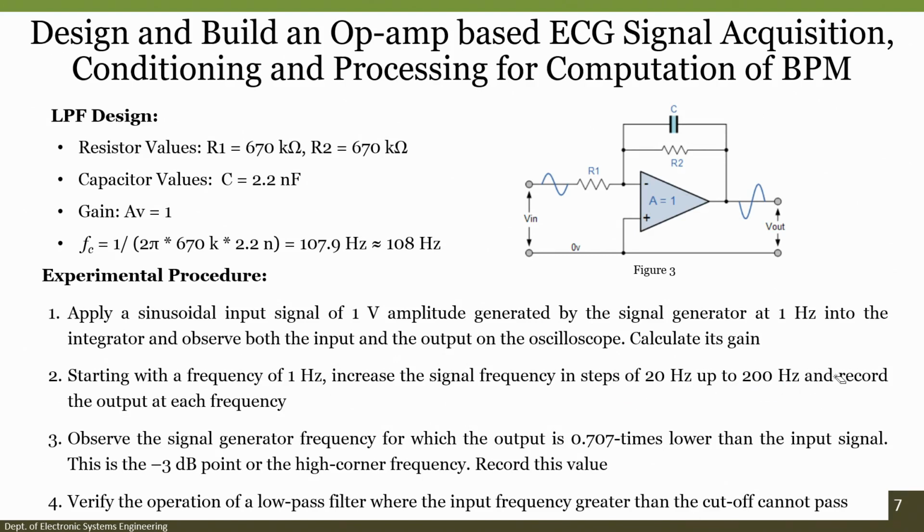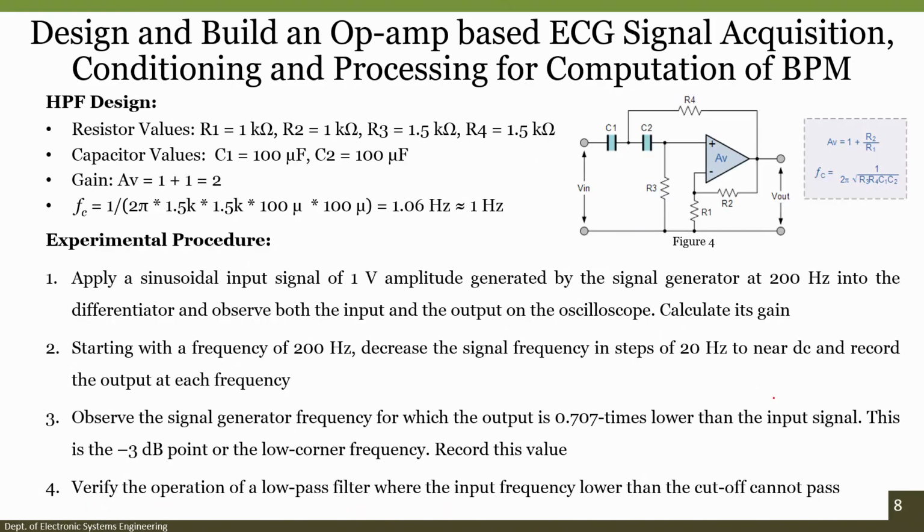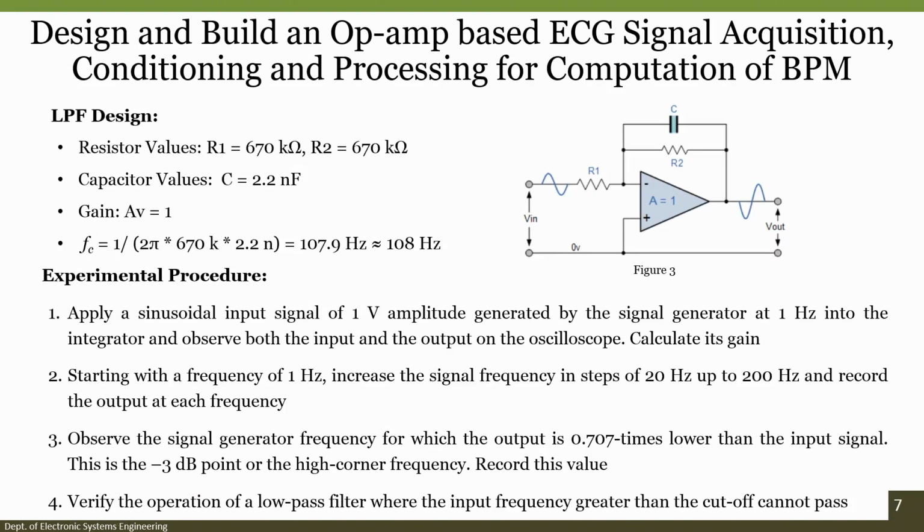Finally, we can also observe the signal generator frequency for which the output is 0.707 times the input signal, which is your minus 3 dB point. And finally, we have to verify the operation of a low pass filter, where an input frequency greater than the cutoff frequency should not pass, right. So, this is how you should perform the experiment.